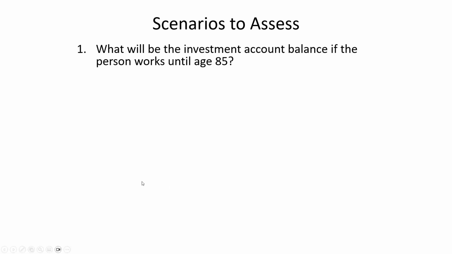But as a base scenario, what I'll ask you to calculate is how much money they have in their investment account balance at the age of 85. Just to find out that pot of money, their total wealth, simplifying by assuming all of their wealth is in one account: how much would they have if they worked until the age of 85? And hopefully most of you won't work that late. 85 would be a terrible age to work.